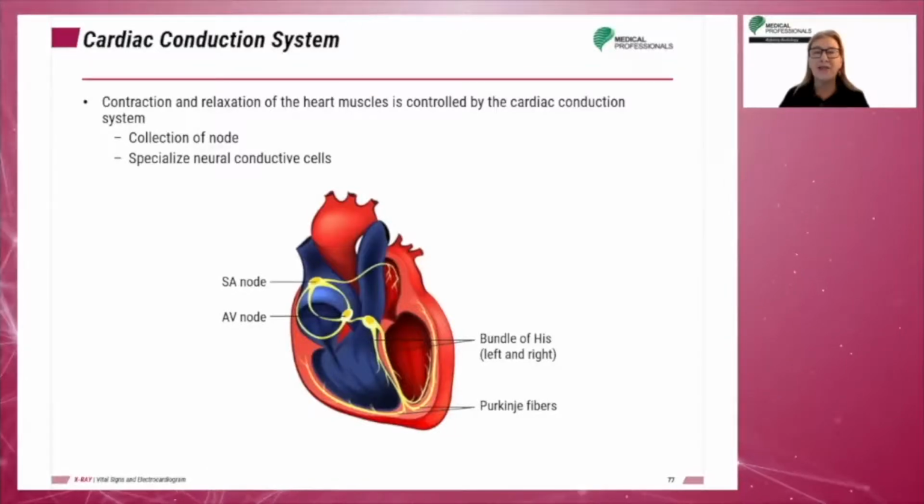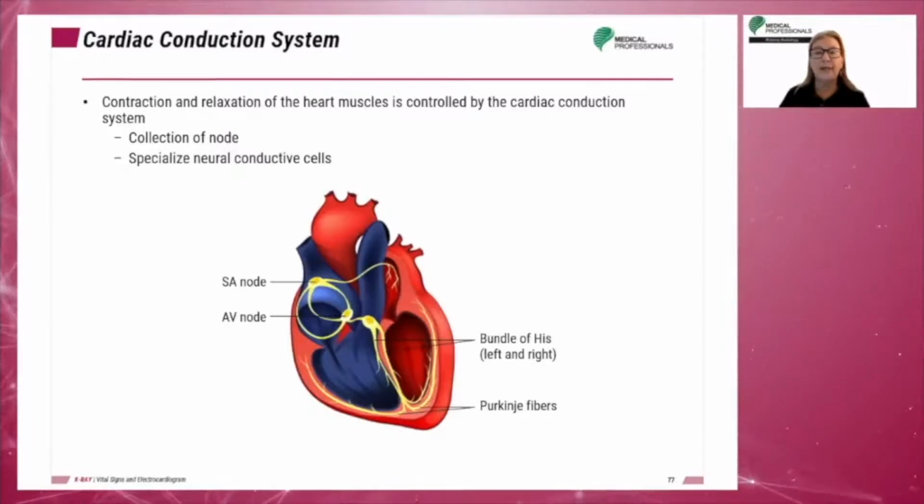The contraction and relaxation of the heart muscles is controlled by the cardiac conduction system. This is a collection of nodes and specialized neural conductive cells. These specialized neural cells originate in and transmit electrical impulses across the myocardium and regulate the rhythm of the cardiac cycle.